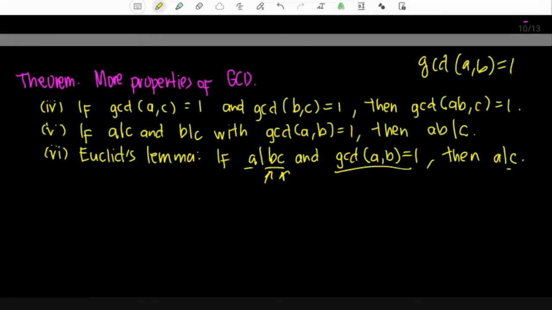Okay. So anyway, let's show number 4 first. We want to show that if the GCD of A and C is 1 and the GCD of B and C is 1, then the GCD of the product AB and C is also 1. Again, we always go back to the definition. Ano ba definition ng GCD ng A, C equals 1?